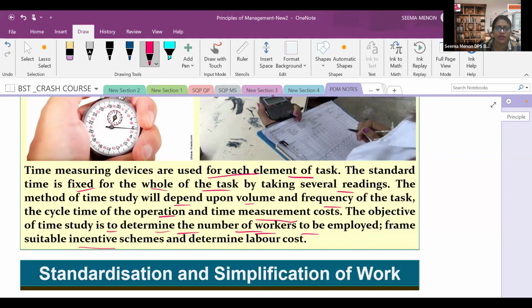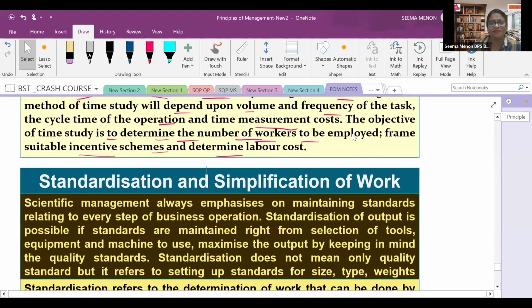Frame a suitable incentive scheme and determine labor cost. They will decide accordingly by seeing the time. They will see the number of workers. After seeing the number of workers, they will decide the labor cost. And not only that, they frame suitable incentives also.